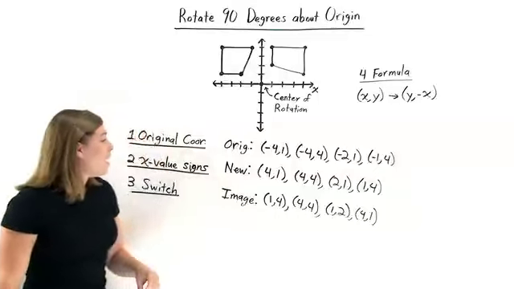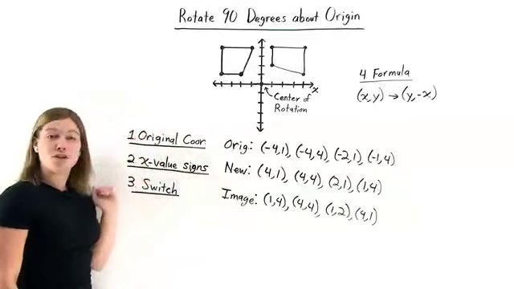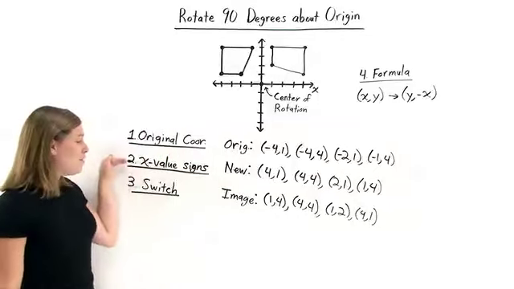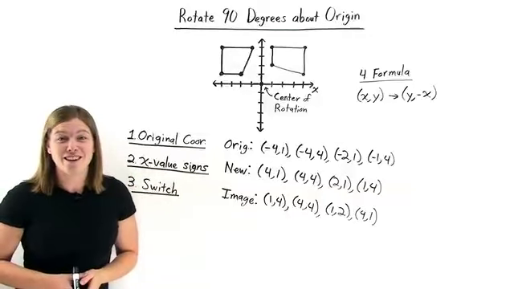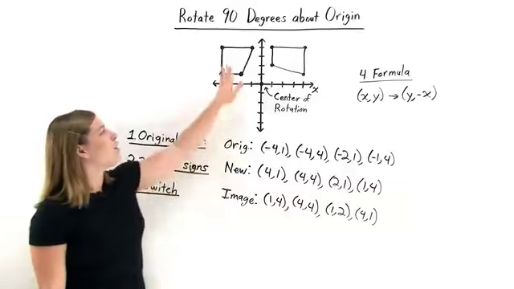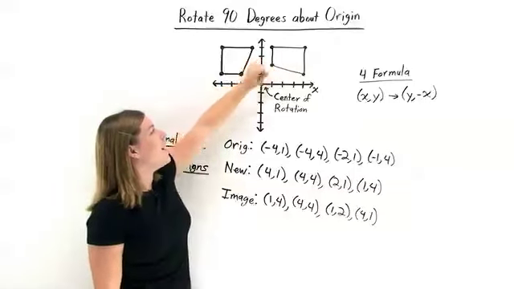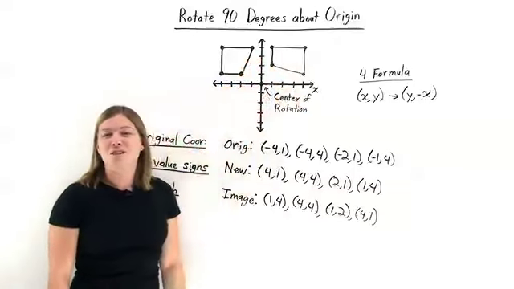And in fact, it really doesn't matter what order we do steps 2 and 3 in. So we could have done these in the opposite order, and we would have gotten the same answer. Here, we took our original figure and rotated it 90 degrees clockwise around the origin.